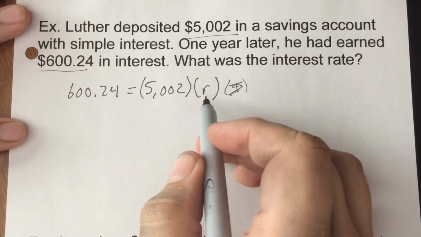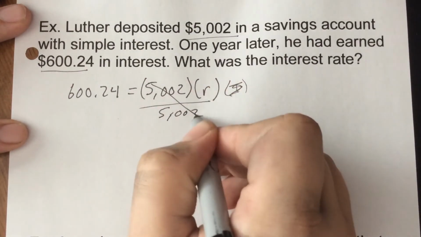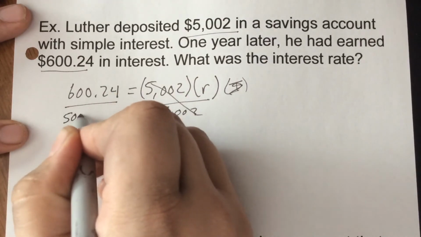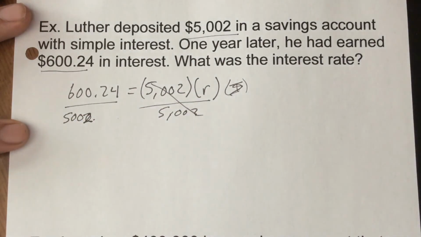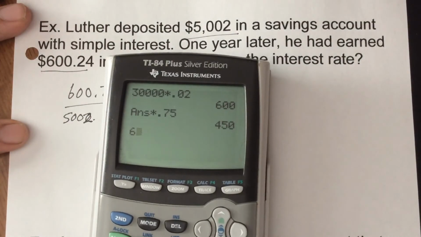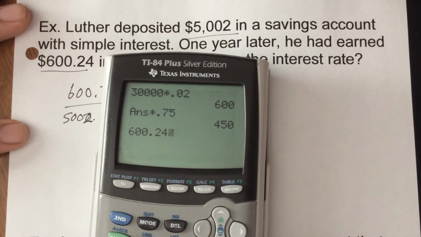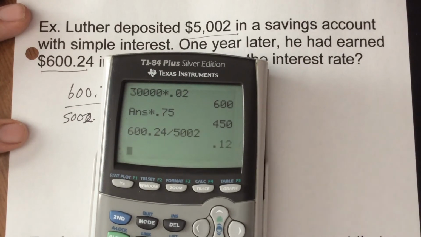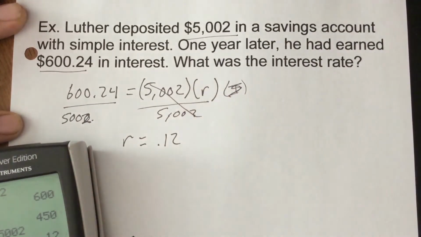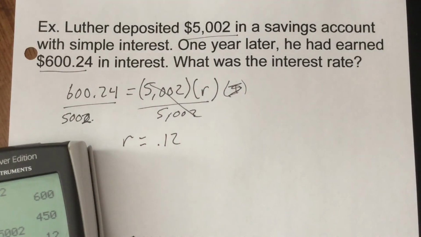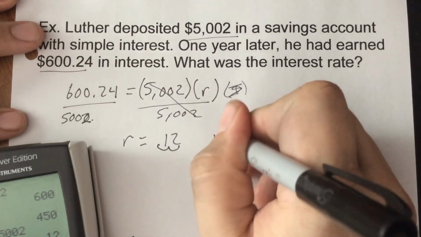So to get R by itself, we're going to divide then by the 5,002. When we do that to one side, we have to do it to the other side. So in our calculators, we're going to do 600.24 divided by 5,002. We get 0.12. So R equals 0.12. That's a decimal. We need to make it a percent. So move it 2 to the right, going back to a percent. And we're going to end up with 12%.